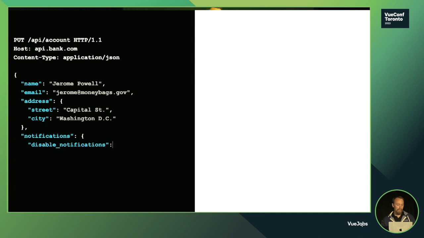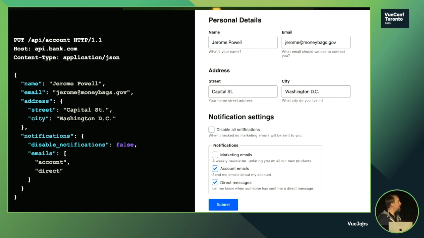So let's imagine that we have an API request, something like this. We've got some simple string values like name and email, then a little object of address data and some notifications, and we need to send this via an API request. So we're going to build a form for it. And our form might look something like this, right? We've got an email field, a name. We've got some checkboxes down at the bottom.